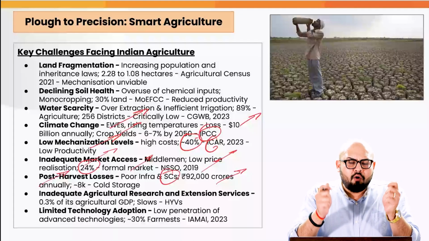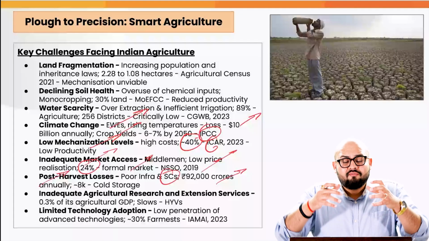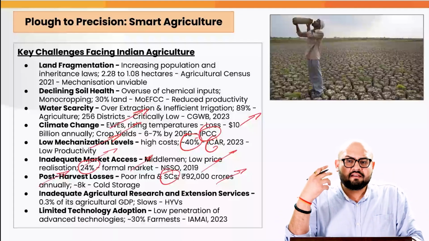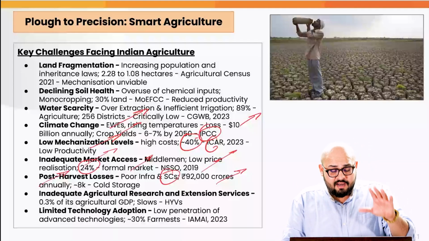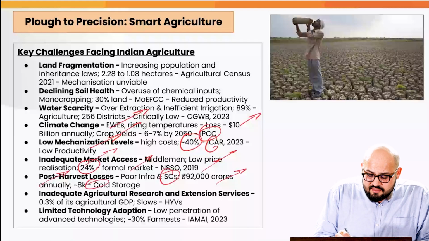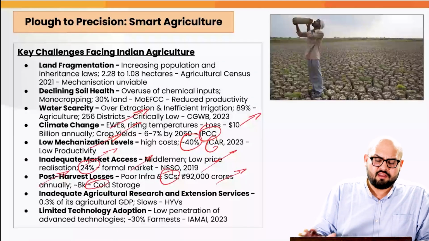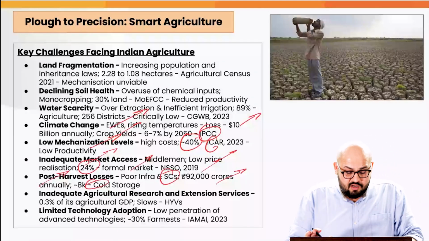They have a very small shelf life period. But again, if we don't have these infrastructure facilities in terms of cold storage, definitely it would lead to loss. And that amounts to almost 1 lakh crore. Next is that we have very few cold storages in the country, almost 8,000, which is a very small number.